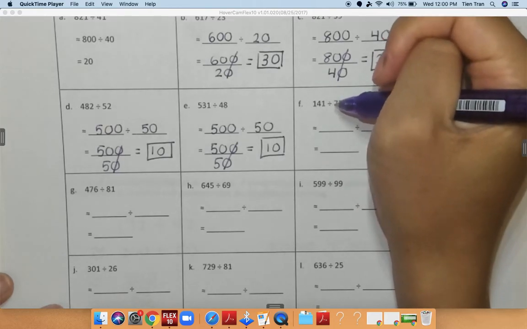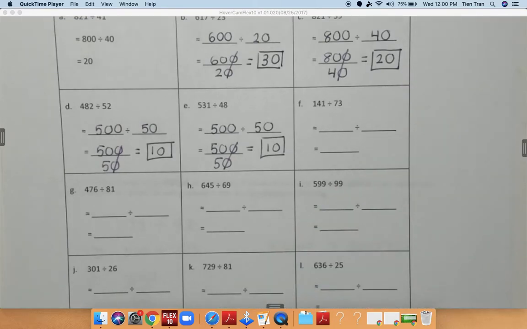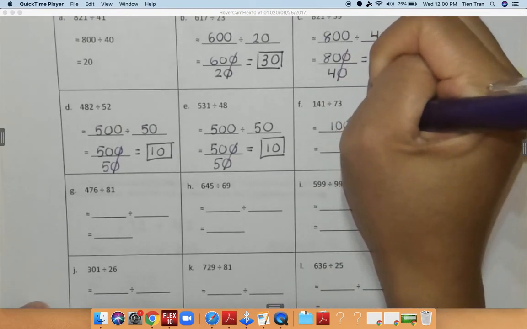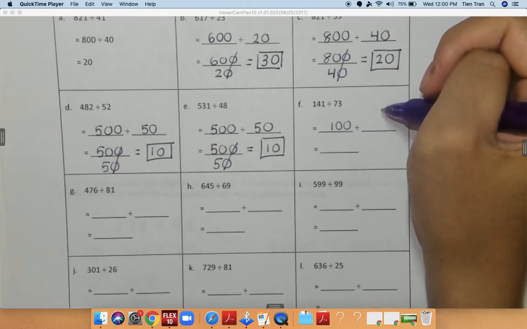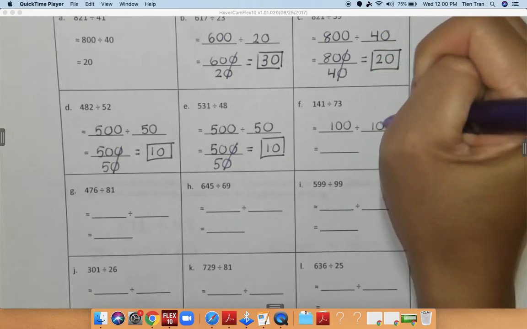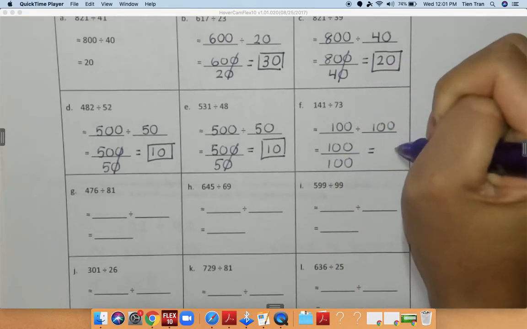Now over here I have 141 divided by 73. Okay, I know that 141 is closer to 100. 73 is closer to, we need to think, is it closer to 100 or is it closer to 0? It's closer to 100. 100 divided by 100 is equal to 1.